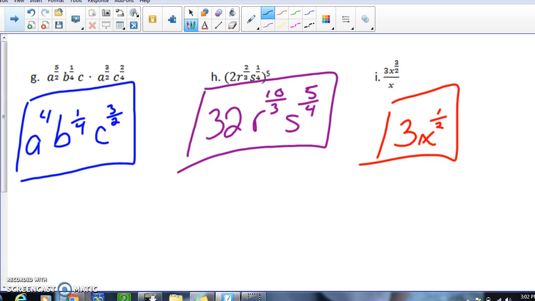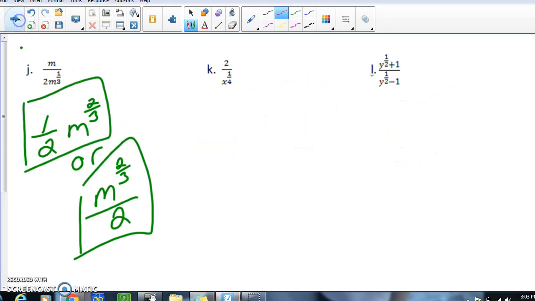For I, remember that x on the bottom had an exponent of 1, so 3/2 minus 1 is just 1/2. And for J, again, that m on the numerator had an exponent of 1, so 1 minus 1/3 is 2/3. And you can write that in either way. Now K and L are a little bit trickier. So what I'm going to do is save K and L for tomorrow, and we'll talk about this then. So hopefully this made sense, and I'll see you guys tomorrow.